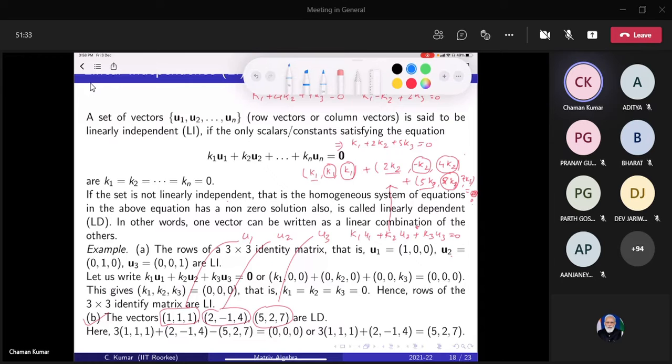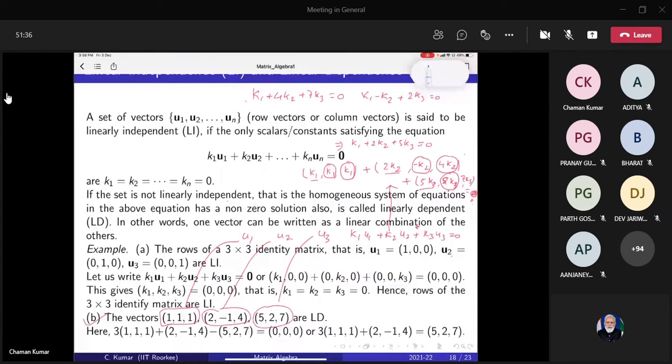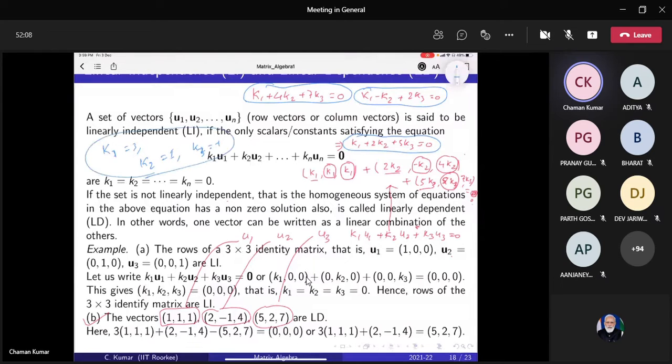So you have this system of equations, these three equations, which I am writing in this blue box. If you solve this system of equations, you can check that one of the solutions will come out to be k1 is equal to 3, k2 is 1, and k3 is equal to minus 1. This is one of the solutions. So that means you have 3, 1 here, and minus 1 here.